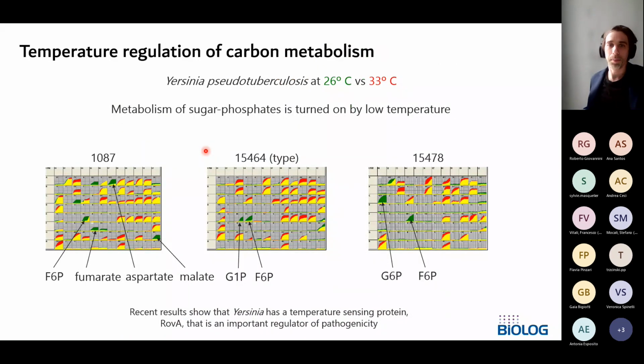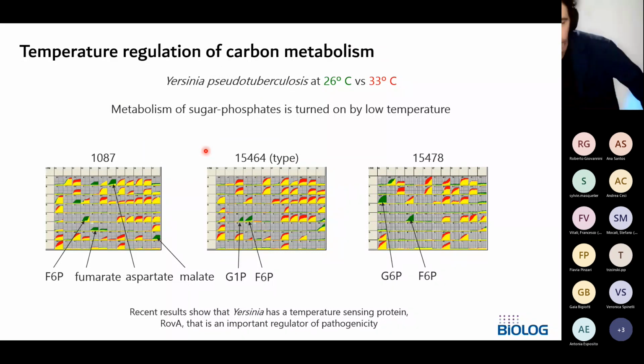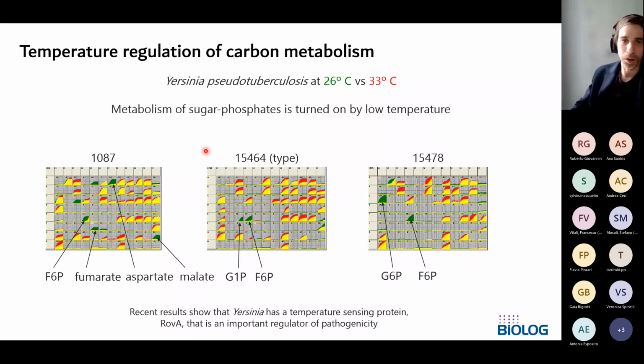And also, pH is not the only parameter that can be changed and then analyzed on a broader scale. You can change temperature and analyze the strain at different temperatures and see how they behave. This is very relevant, for example, for pathogens. Yersinia has a certain metabolism at 26, but when it's closer to host temperature, certain specific metabolisms activate. And this is an example with 3 different strains of Yersinia that shows only the carbon source.